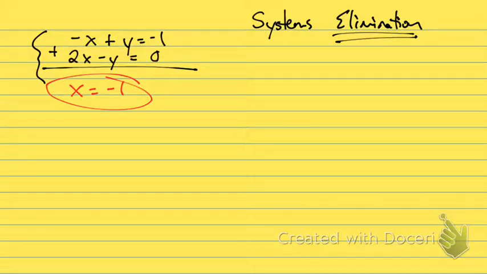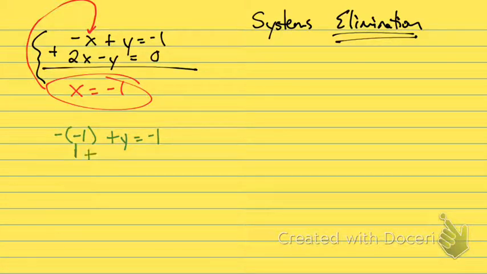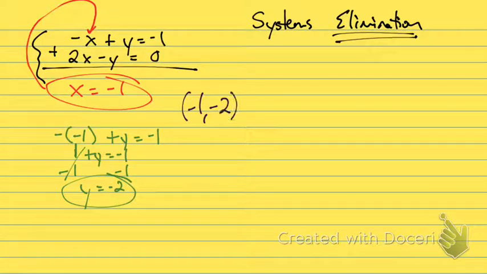What I'm going to do with that then is plug it back into one of my functions, and that means the opposite of -1 plus y is -1. So that's a 1. When I isolate my variable, y is -2. And that gives me the answer, -1, -2.